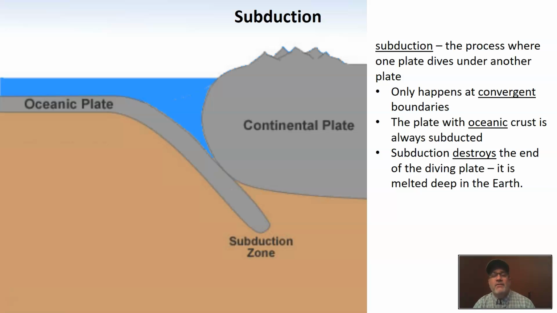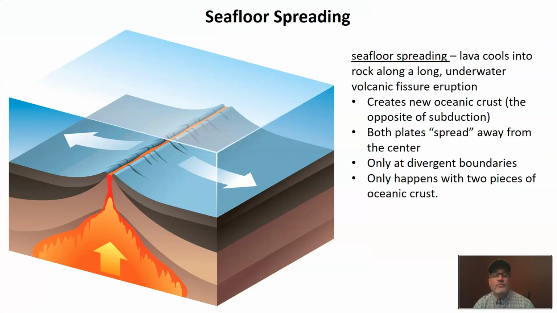So we're going to look at kind of its opposite today. We're going to look at something that creates oceanic crust. And the process that creates new oceanic crust is seafloor spreading. Seafloor spreading really just means that, at a divergent boundary, we have magma that's going to be rising up at this boundary because it's under less pressure, and it is going to erupt on the sea floor.